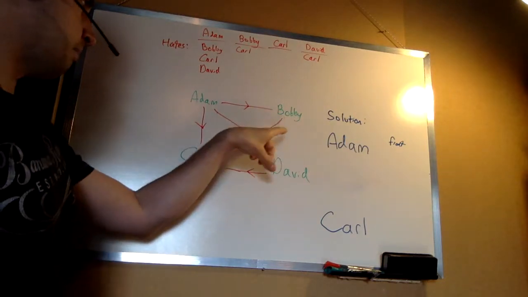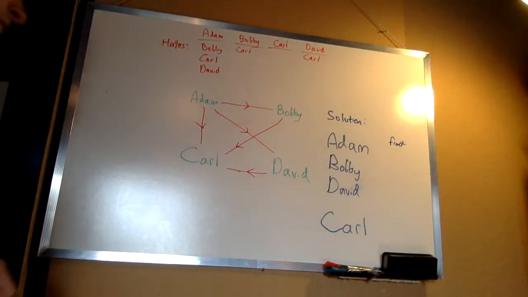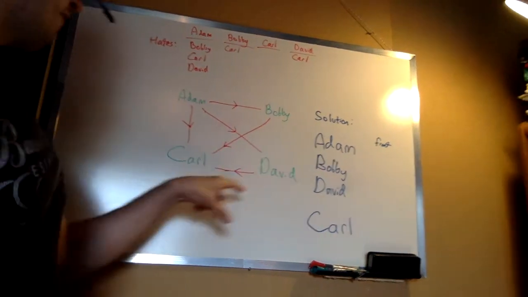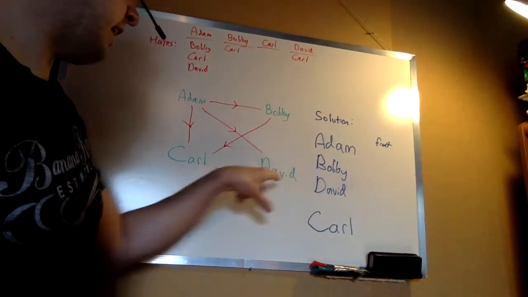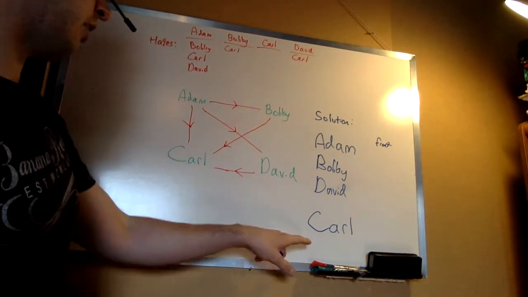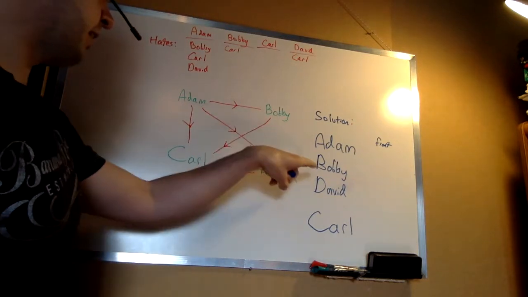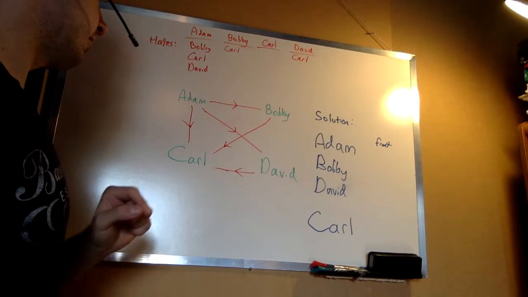Because let's say we put Bobby here and David here. So David hates Carl. David hates Carl only, and Carl's behind him. And Bobby only hates Carl as well, and Carl's also behind him.